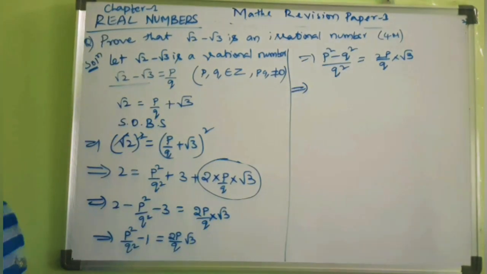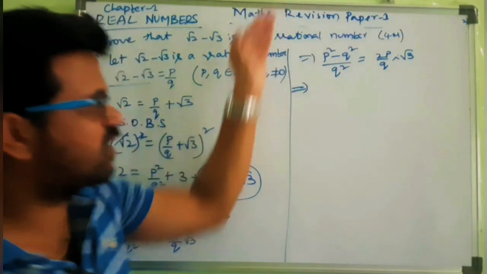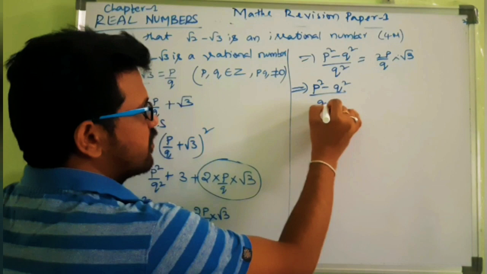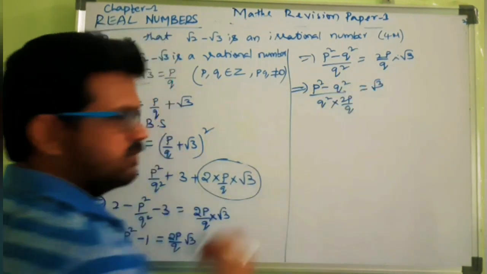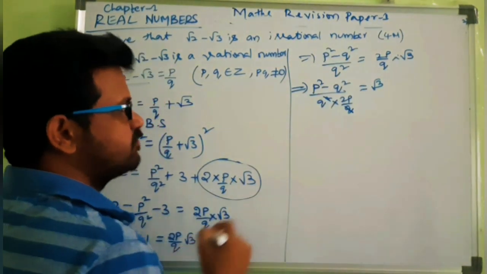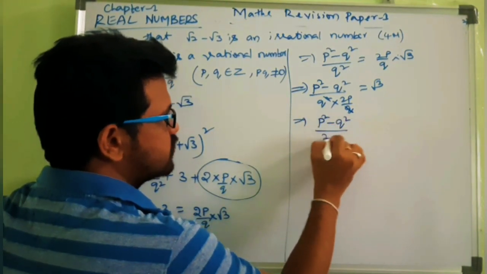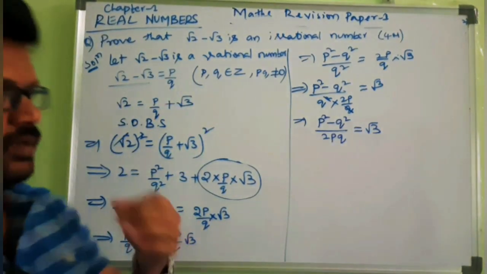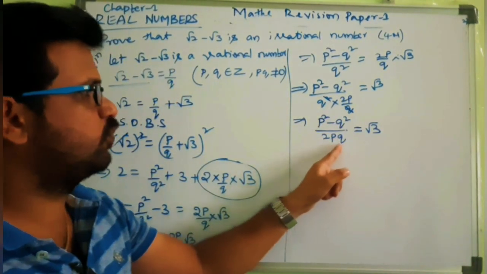Now what you have to do is, this 2P by Q is also a rational part, so transpose it here. P square minus Q square by Q square into Q by 2P is equal to root 3. Now Q cancels. So we get P square minus Q square by 2PQ is equal to root 3. So what we got here in the LHS is P square minus Q square by 2PQ.